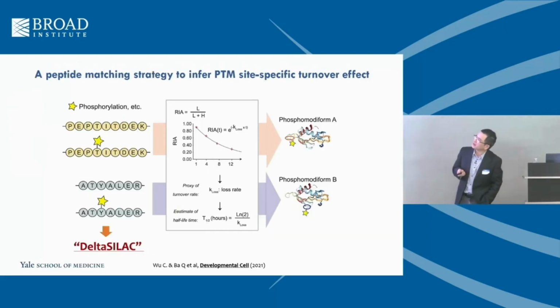So what we find is that a peptide matching strategy could be really used to pinpoint this PTM site-specific turnover effect. So we find that if we compare the same peptide regarding their naked peptide sequence to look at whether this peptide is phosphorylated or not, and really only compare the heavy to light ratios between these types of pairs, we could really pinpoint the turnover rate quite clearly. And this significance will be gone if you do not strictly match the peptide sequence. So we call this strategy DeltaSILAC.